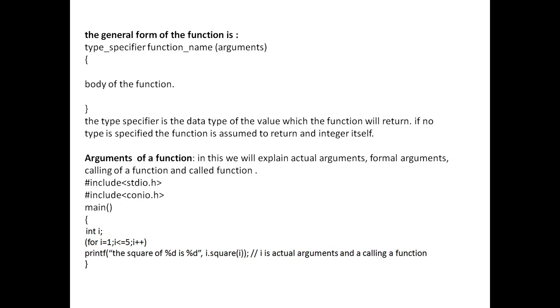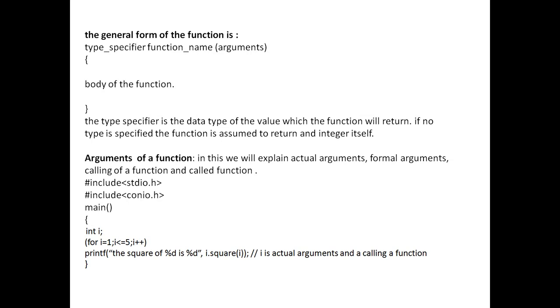Arguments of a function. Here we will explain actual arguments, formal arguments, the calling function and the called function. There are two types of arguments, actual arguments and formal arguments. After defining a function, we see how to call it. With the help of one small program, I can explain formal arguments, actual arguments, the calling function and the called function.